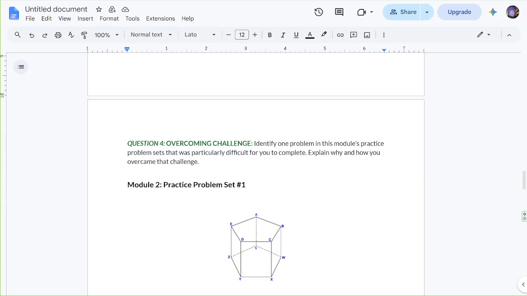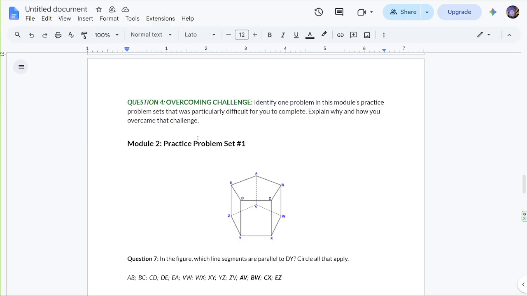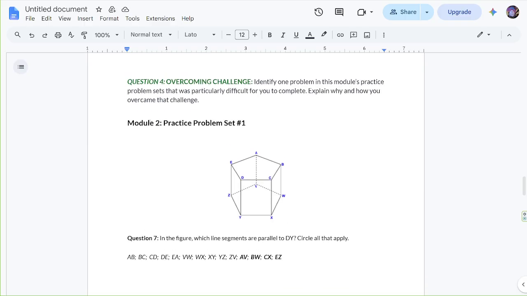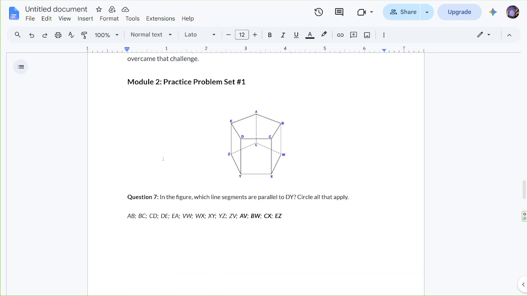And question 4, overcoming challenge. Identify one problem in this module's practice problem sets that was particularly difficult for you to complete. Explain why and how you overcame that challenge. So from Module 2, Practice Problem Set 1, question 7, in the figure, which line segments are parallel to DY? Circle all that apply.